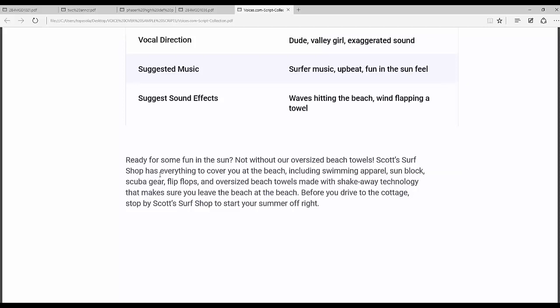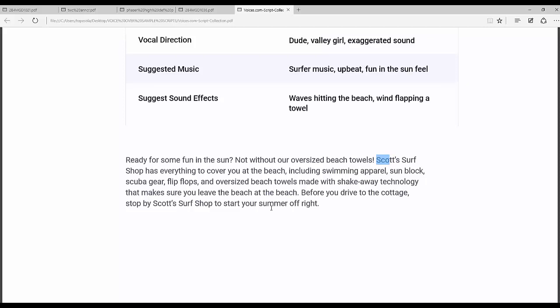All right. So let me start here. Scott's Soft Shop has everything to cover you at the beach, including swimming apparel, sunblock, scuba gear, flip-flops, and oversized beach towels made with shakeaway technology that makes you leave the beach at the beach. Before you drive to the cottage, stop by Scott's Soft Shop to start your summer off right. Do you understand that right now? So that's how you self-direct. That's how you're going to make it work.